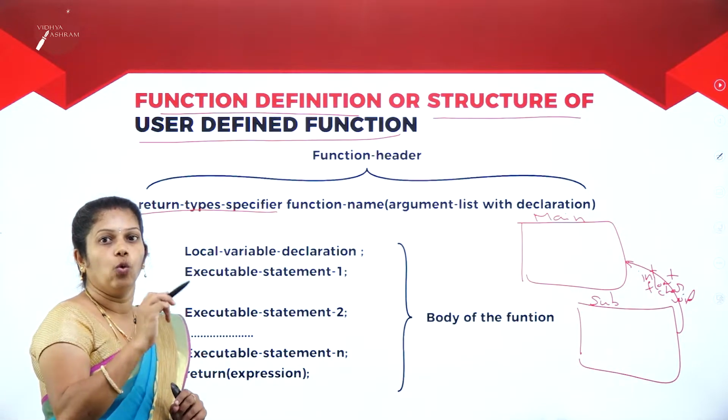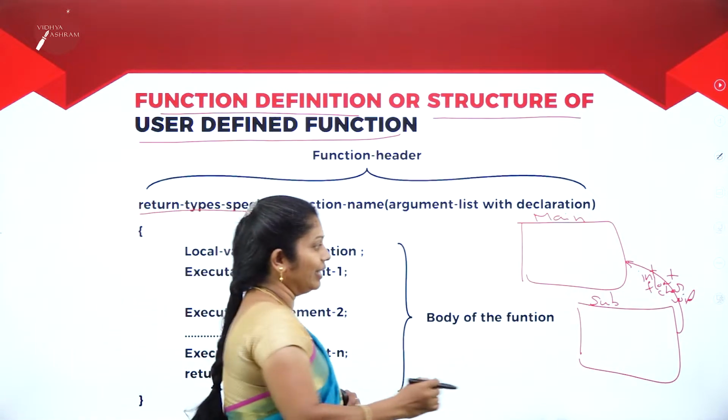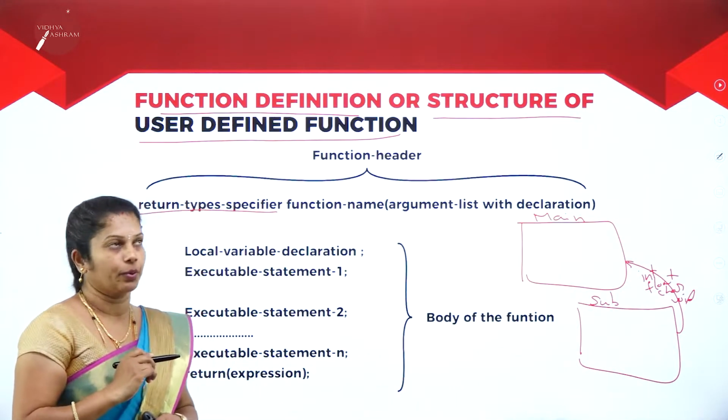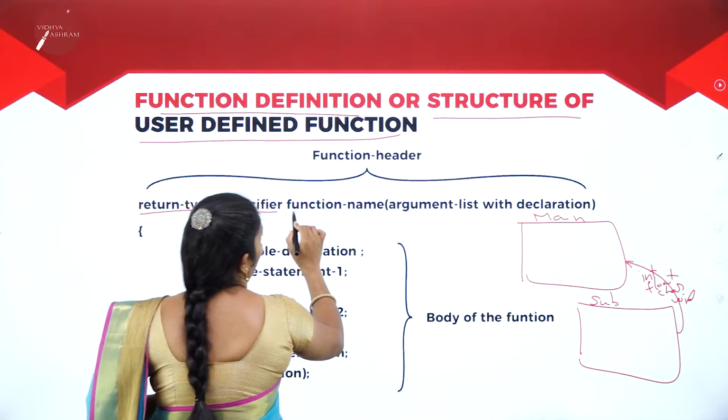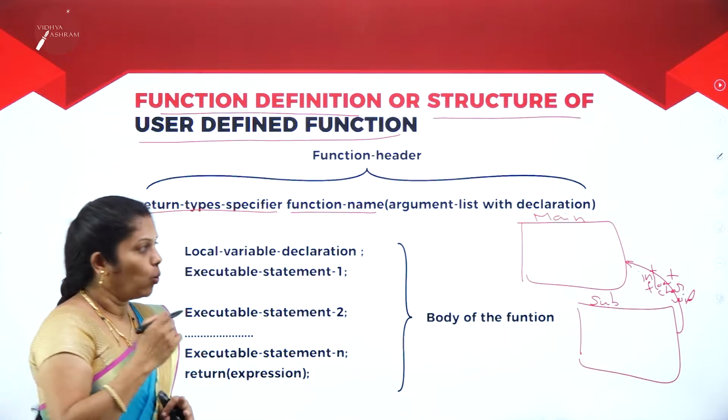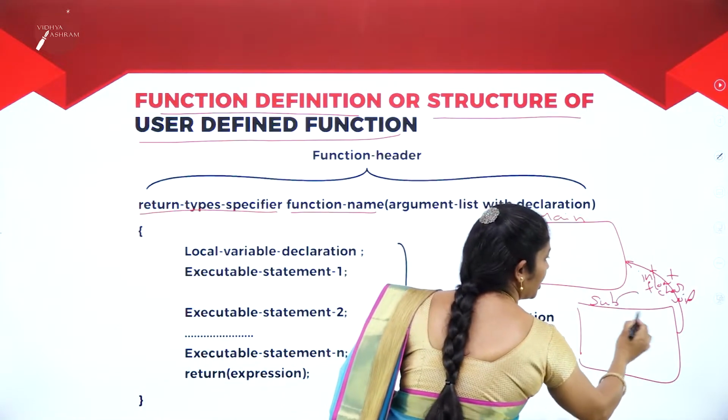If I write void, it means that after calculation in the subprogram, no values are generated to the main program. Then next we have to write the function name. While writing the function name, what will the subprogram name be? Here you have to write it.